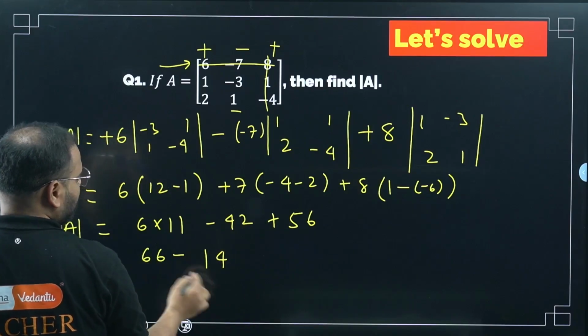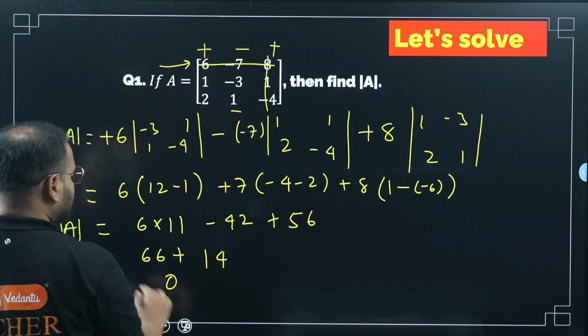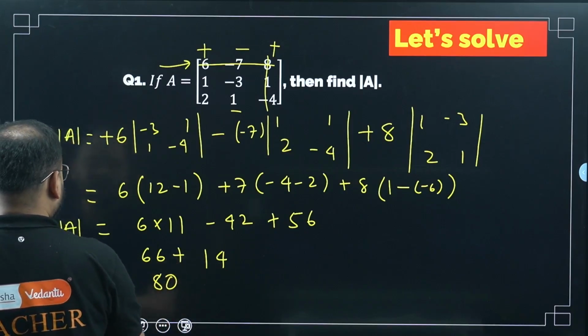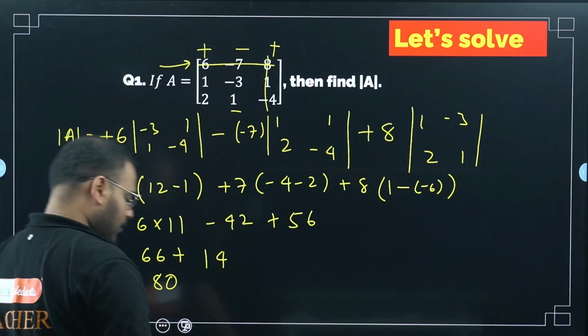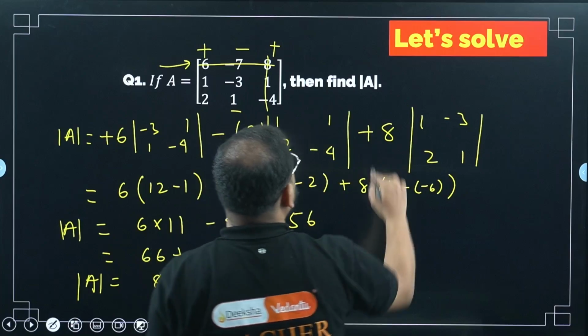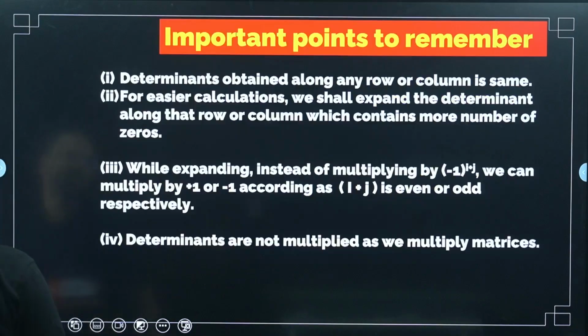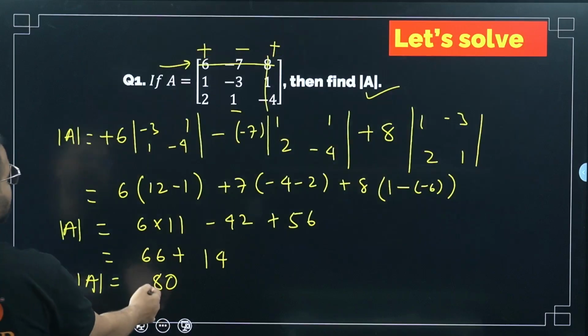So this will be what? Plus sign, right? So this will be 6 plus 4 will be 10 and 7 will be 8. So what is my determinant of A? Determinant of A is 80. Please check the answer once if it is right or wrong. I hope it is right. Let's move on to the next one. Okay, answer is 80. Please check.